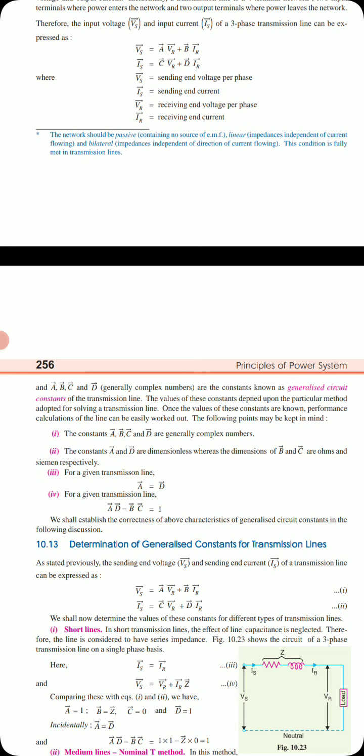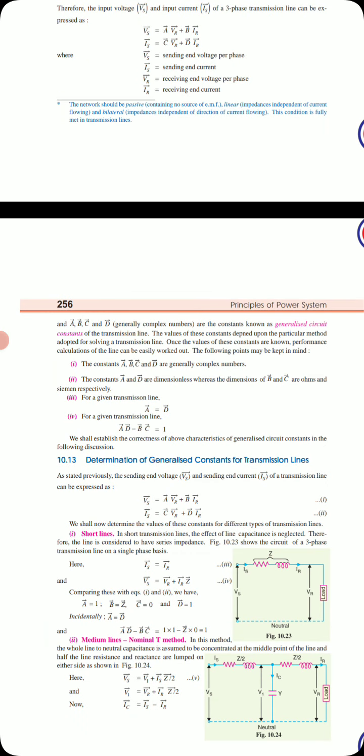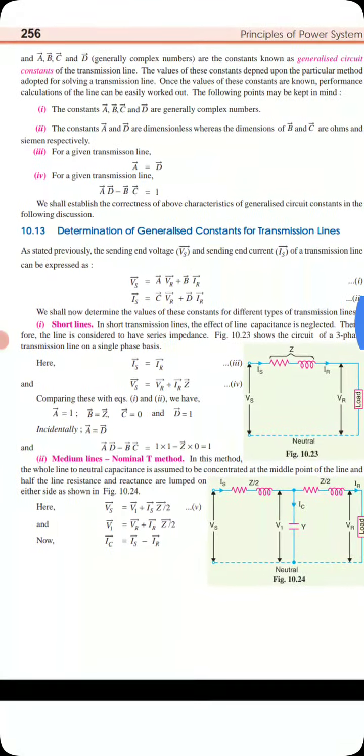For a given transmission line, A is equal to D, and it is proved that AD minus BC equals 1. So if you are finding your ABCD parameters, whether right or wrong, if your AD minus BC comes to 1, then you can tell that your ABCD parameters are correct. So we can write the constants as Vs is equal to A VR plus B IR, Is is equal to C VR plus D IR.